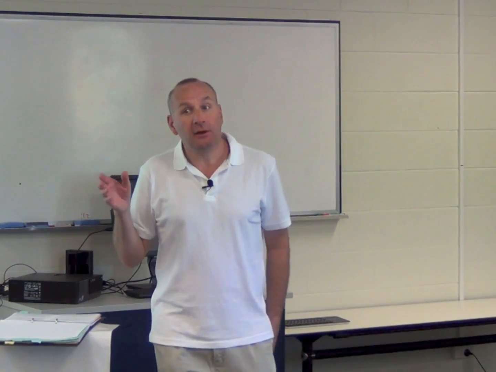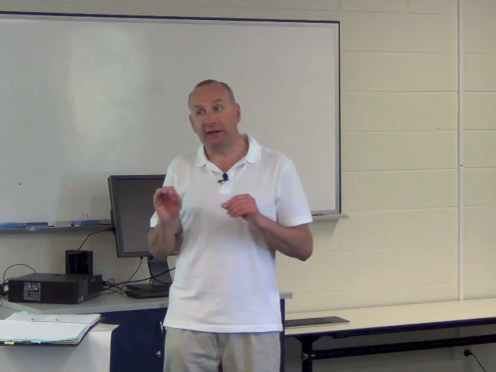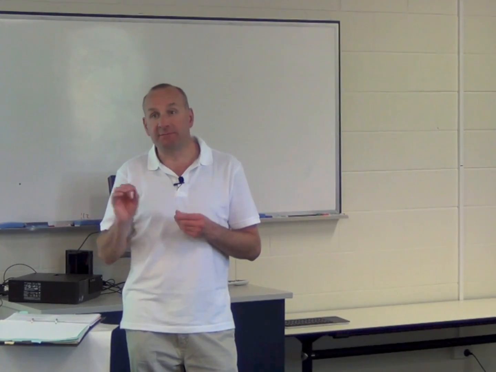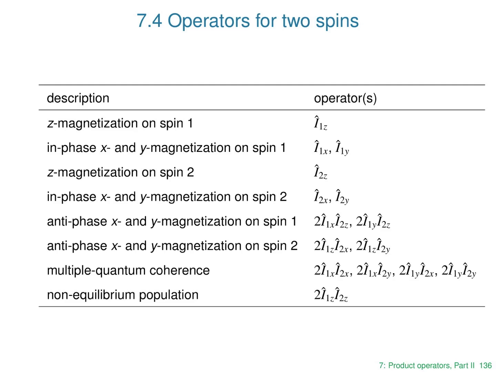Now the question is, what do these operators mean? Because I was at pains to point out when we were talking about one spin that Ix means magnetization along X, Iy means magnetization along Y, and Iz means magnetization along Z. And the point of the operators is that they have this very simple connection with the things that you can observe, the magnetization. Now this connection is maintained when you come to two spins, but there are simply more possibilities.